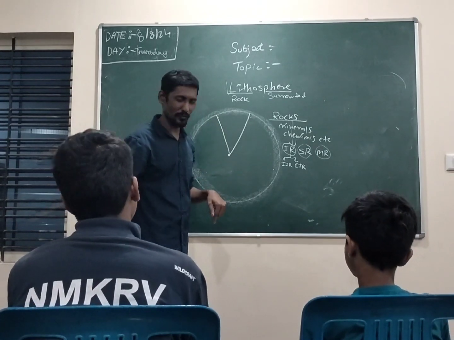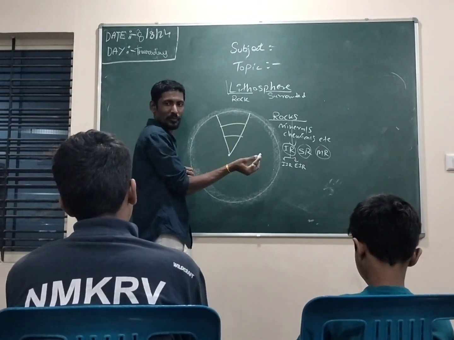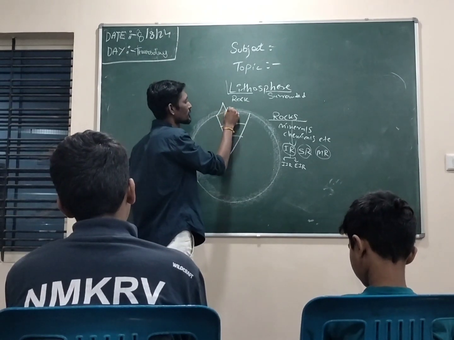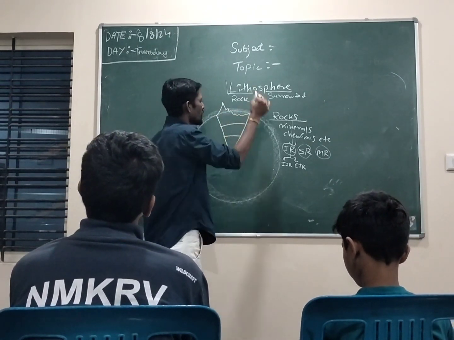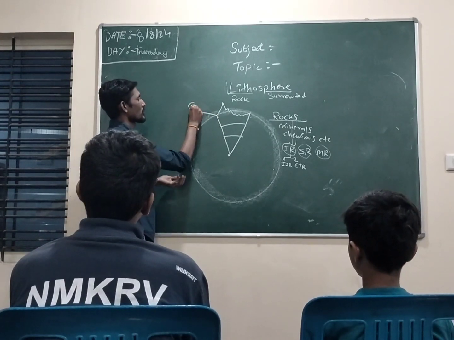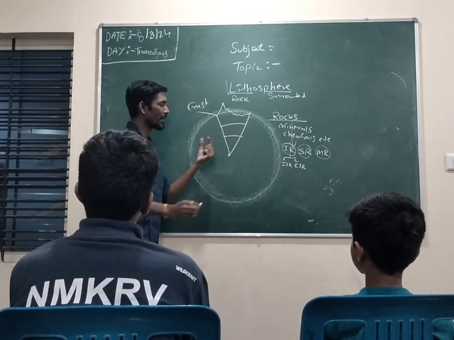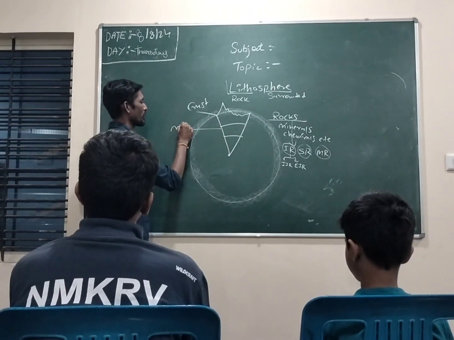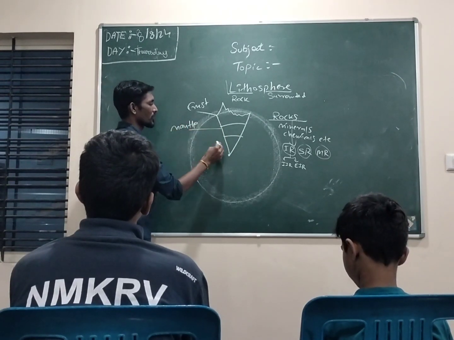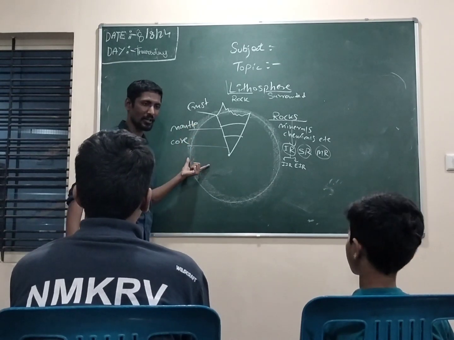There are three different types of layers inside the earth. First is called the crust. The second layer is called the mantle. The third layer is called the core.